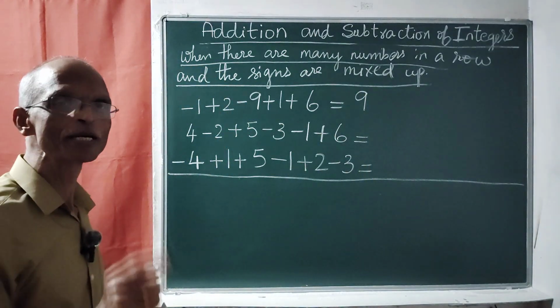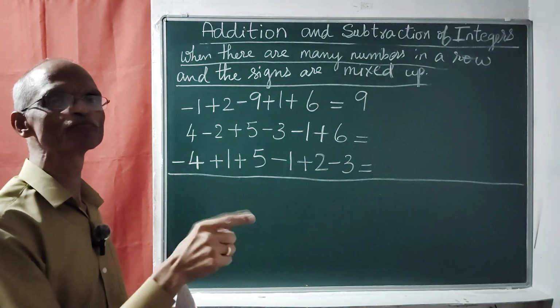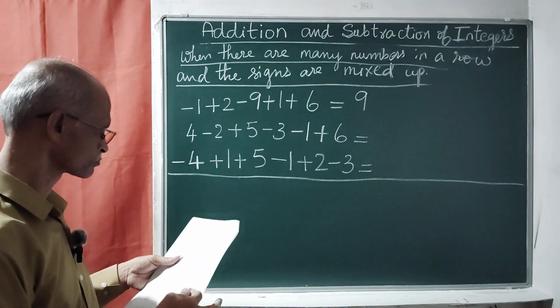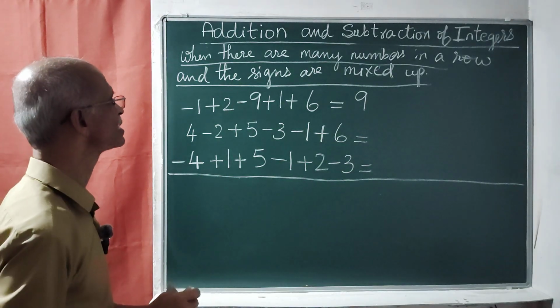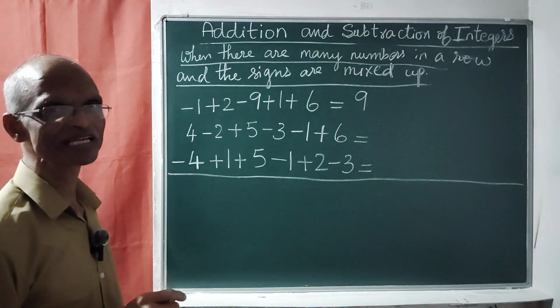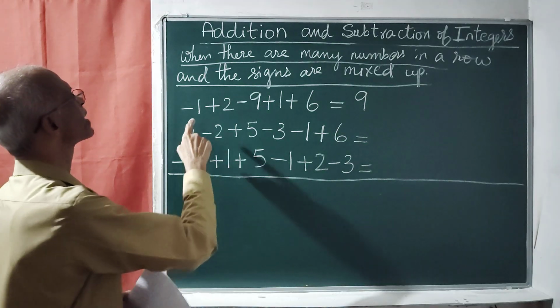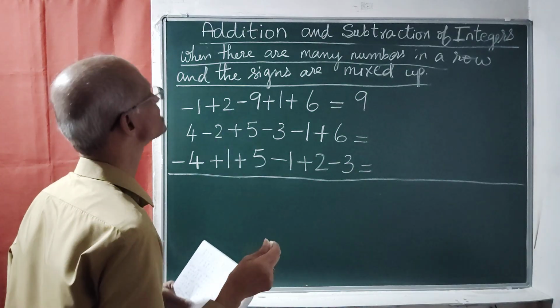So first step is pick up the plus numbers, positive numbers, add and put plus. Next, pick up the minus numbers, add and put minus. Here the minus numbers are 9 and 1. So I will get minus 10.